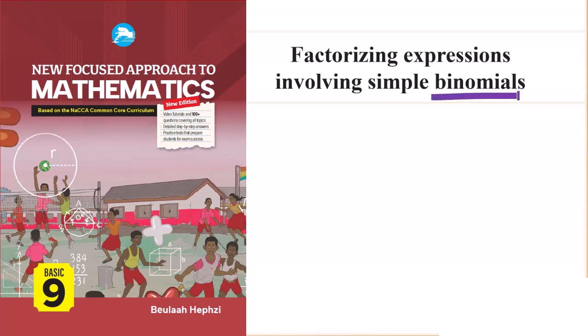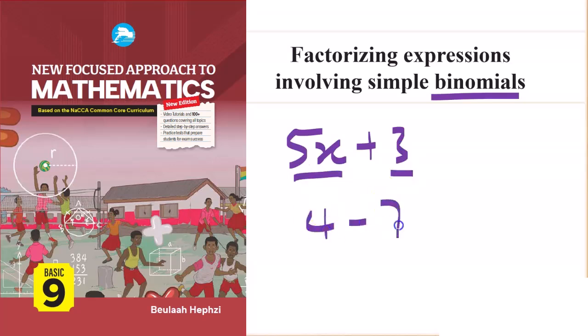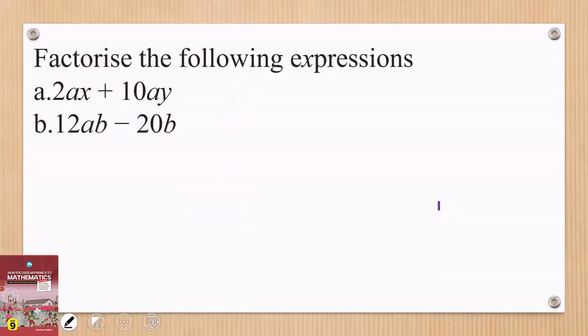When we talk of two terms, it simply means having an expression which is being separated by either plus or minus. So if I have 5x plus 3, these two expressions have been separated by plus, so that makes it a binomial. If I have 4 minus 7y, I still have two terms here, and so it's a binomial. Now I want to learn how we can factorize simple binomials. Let's take an example and see.